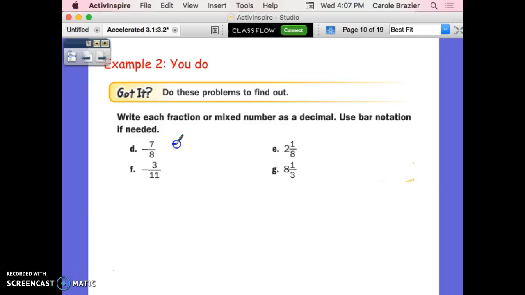Okay, you guys should have gotten negative 0.875, 2.125, negative 0.27 repeating, and 8.3 repeating. We're going to pause the video and you'll have a worksheet. Once you finish that worksheet, you'll check your answers and then we'll move on.